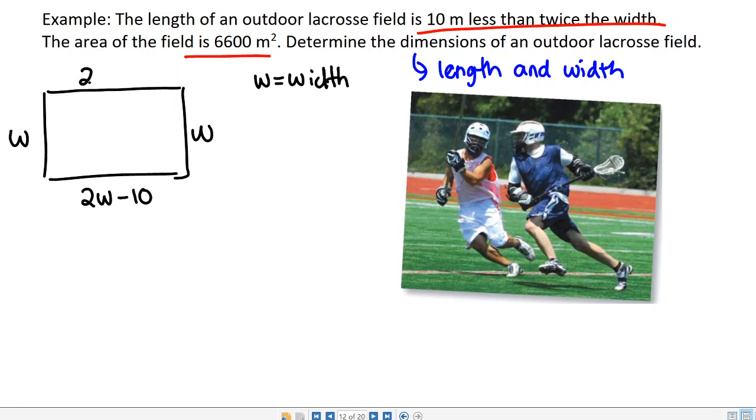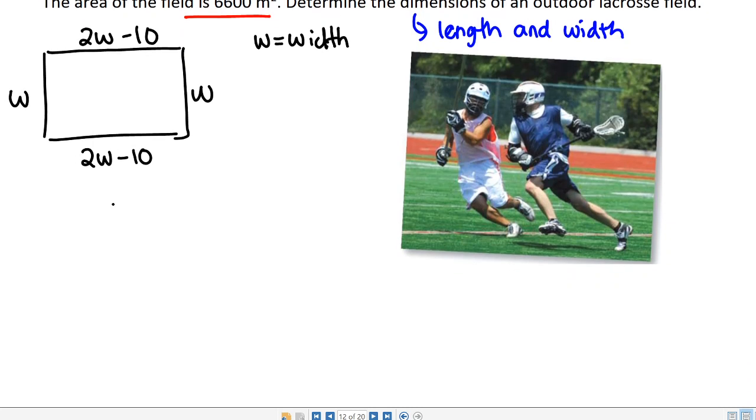Okay, and that would be the same on both the top and the bottom sides. So that's good because we have to have only one variable. If we can write the length in terms of the width, it gets rid of that L variable, keeps us with the W. And then the last thing we know is that the area is 6,600. So that area piece is actually what we're going to use to create our equation.